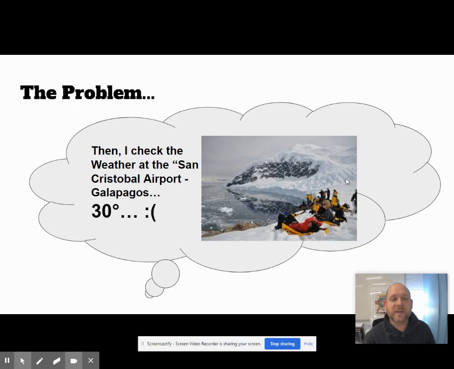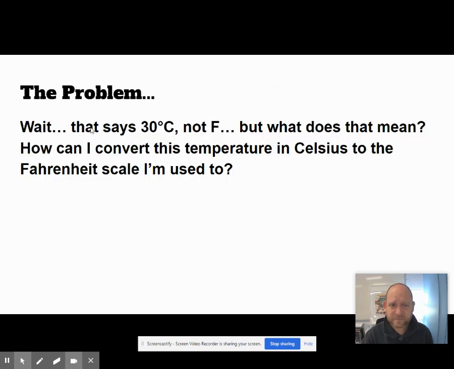But then I checked the weather, and the San Cristobal Airport in the Galapagos is 30 degrees. So now I'm thinking, oh, this is going to be a little more like the southern part of South America, which then goes on into Antarctica and is frozen year-round. Pretty horrible, and I'm not quite as excited. But then again, I know that I've seen pictures of this place, and it looks a little warmer than 30 degrees. So then I wait.